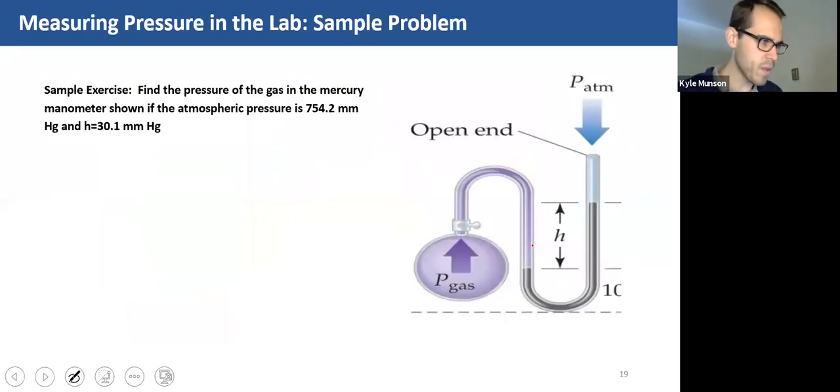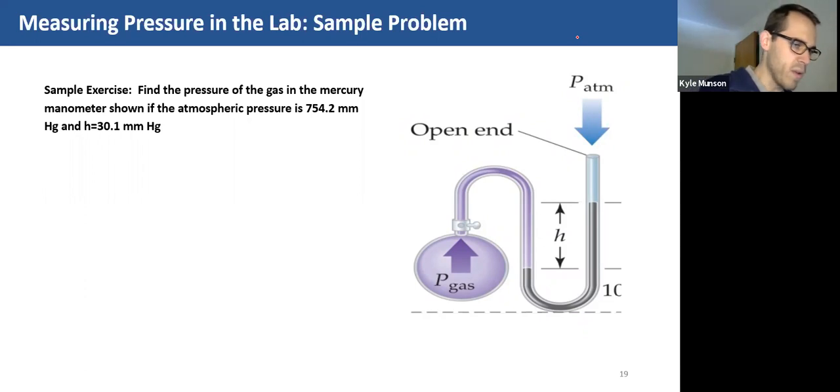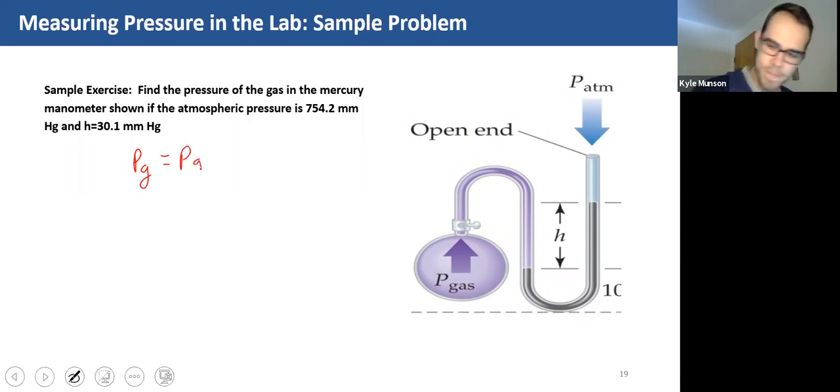Okay, so find the pressure of the gas in the mercury manometer shown if the atmospheric pressure is 754.2 millimeters of mercury, and the height here, or the pressure of the mercury, is 30.1 millimeters of mercury. Okay, so first of all, we have this equation. The pressure of the gas is equal to the pressure of the atmosphere plus or minus the pressure of the mercury, or the height of the mercury, same idea. So let's ask ourselves, is it plus or is it minus?